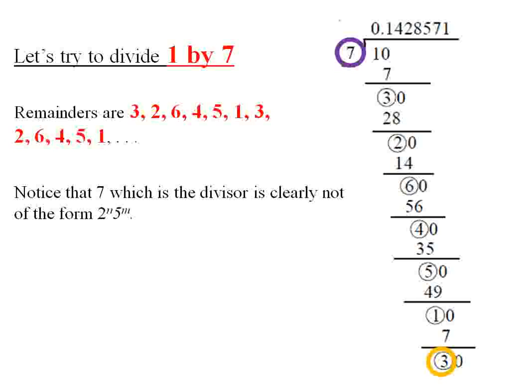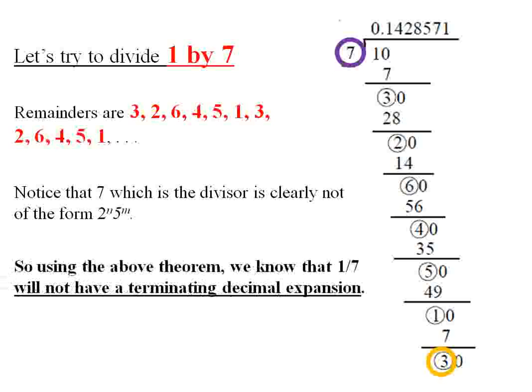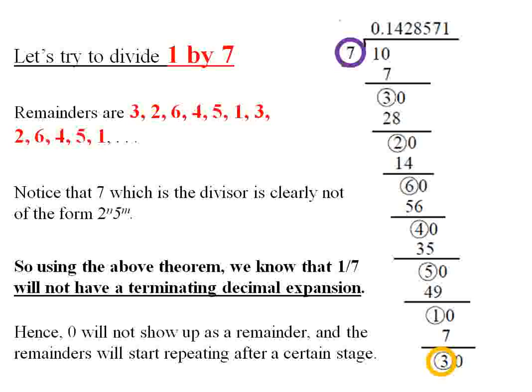Notice that 7, which is the divisor, is clearly not of the form 2 to the power of m into 5 to the power of n. So using the above theorem that we just learned, we know that 1 by 7 will not have a terminating decimal expansion. Hence 0 will not show up as a remainder, and the remainders will start repeating after a certain stage.